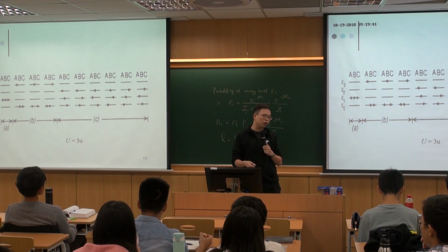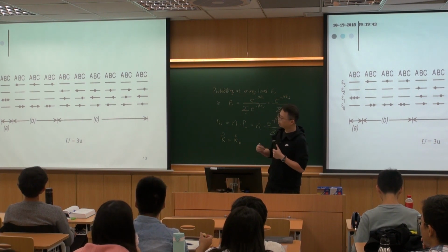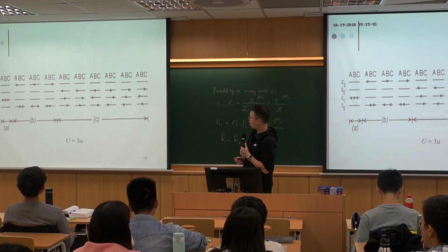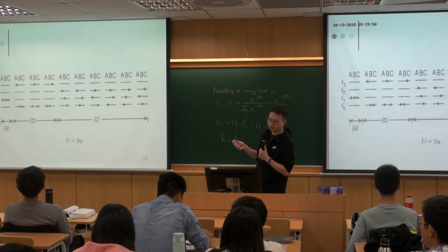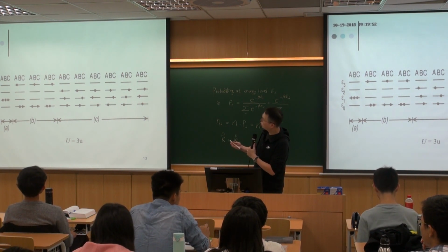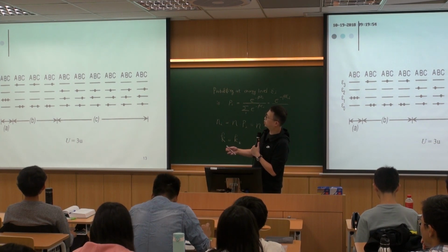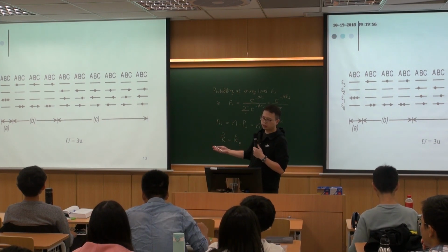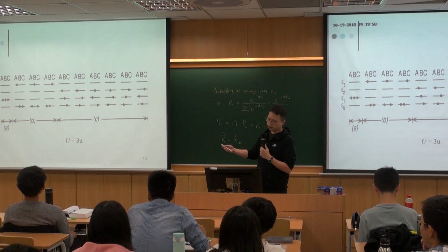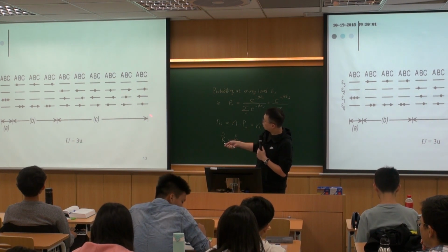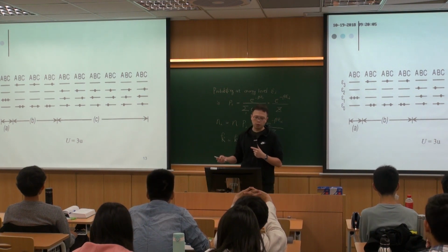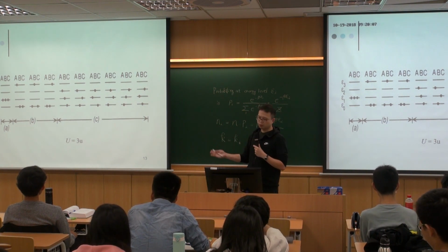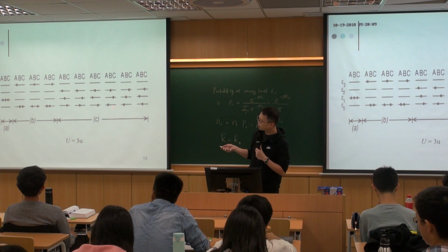So I didn't prove this mathematically, but this is only a qualitative argument from observation. For instance, in this example, if you increase the number of particles, for instance, from 3 to 4 to 5 to 6, this distribution will always be the largest one, and it will become larger and larger. And the possibility will become larger and larger.